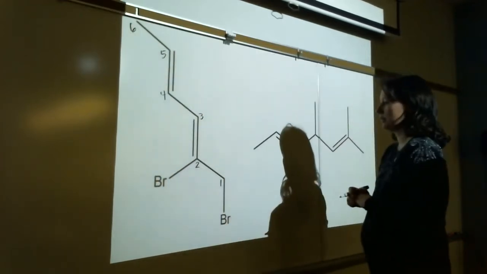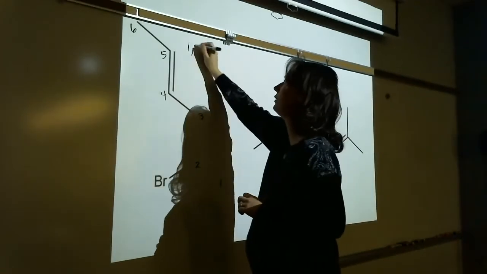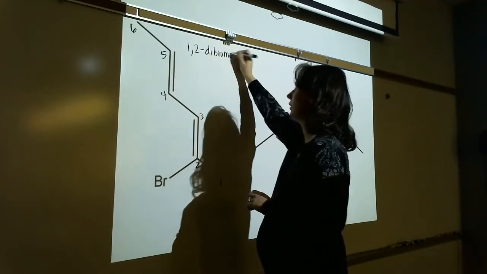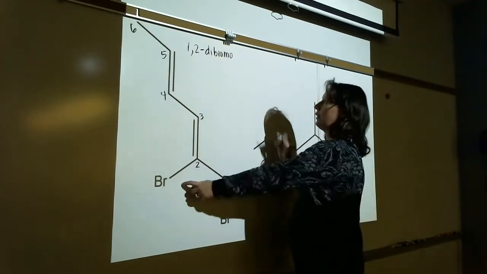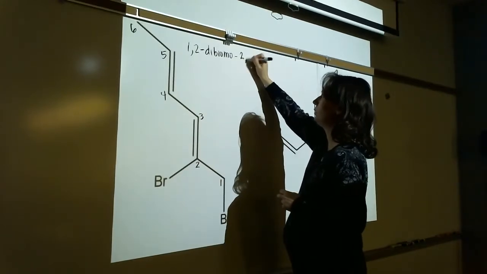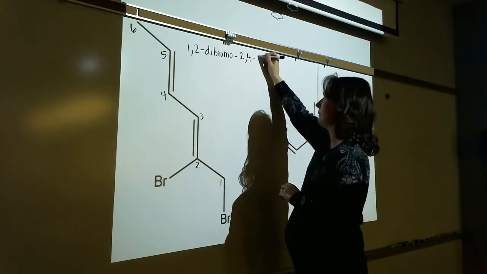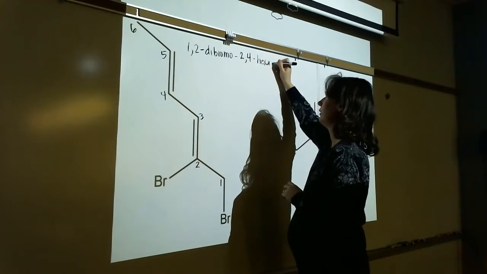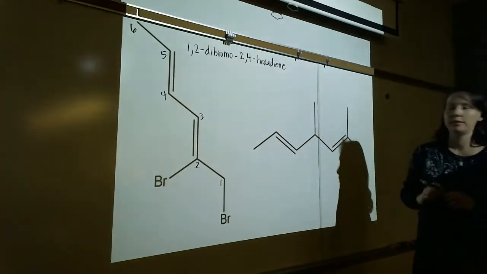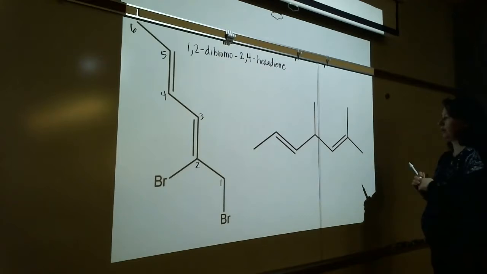So what's the name of this? 1, 2, dibromo. Right? So they have 2 bromines. Then what? 2, 4, hexadiene. Right? 1, 2 dibromo, 2, 4 hexadiene. Yes. In this one, which way do we number?